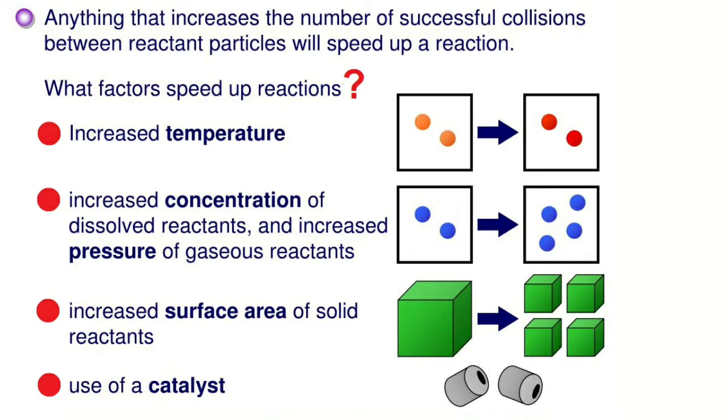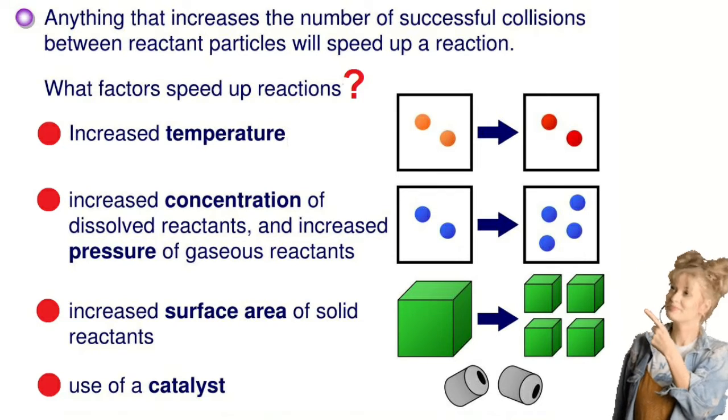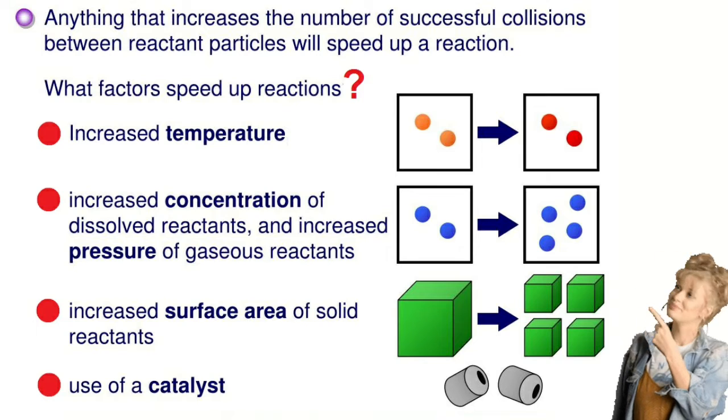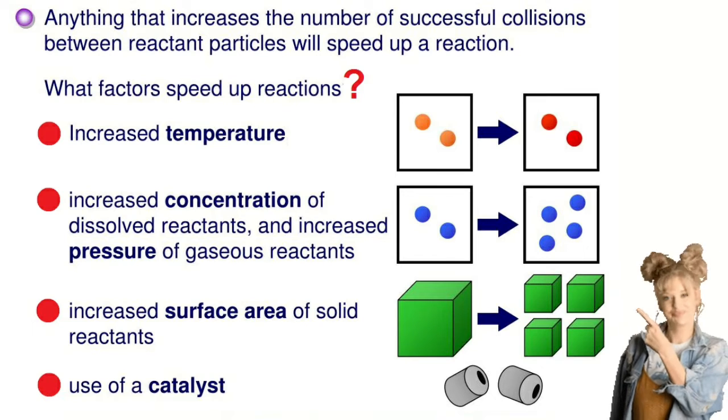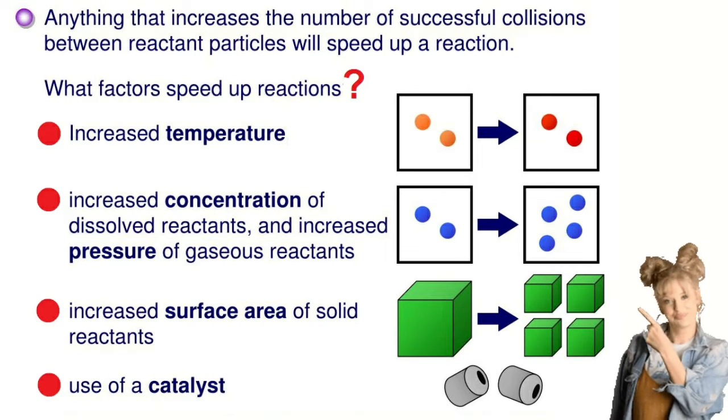What factors speed up the reactions? Number 1, increased temperature. Number 2, increased concentration of dissolved reactants and increased pressure of gaseous reactants. Number 3, increased surface area of solid reactants. Number 4, use of a catalyst.